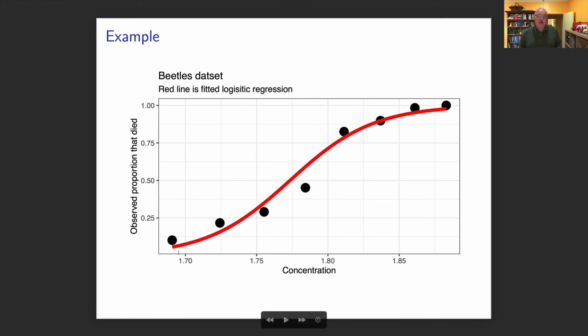And here I've got it. What I've got is the concentrations on the x-axis. Each one of these is one of those experiments where we had a load of beetles. So what I calculated here is the proportion of the beetles that died. So as you can see, as concentration increases, that slowly moves up. And the red line is the fitted logistic regression curve.